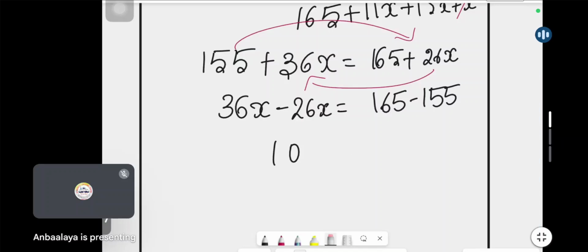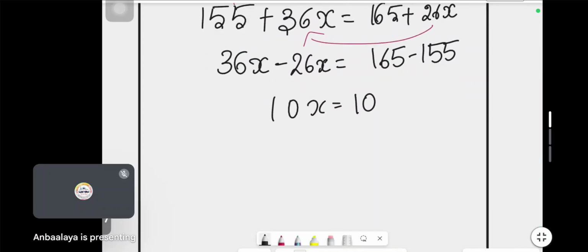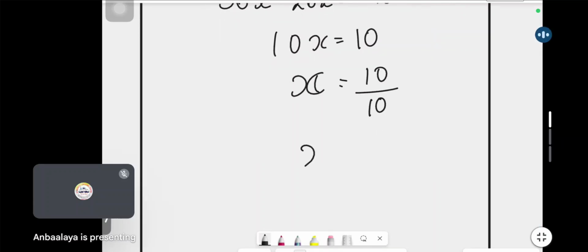10x is equal to 10. X is equal to 10 by 10. X is equal to 1.